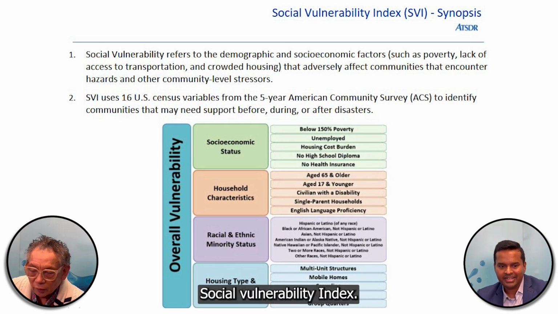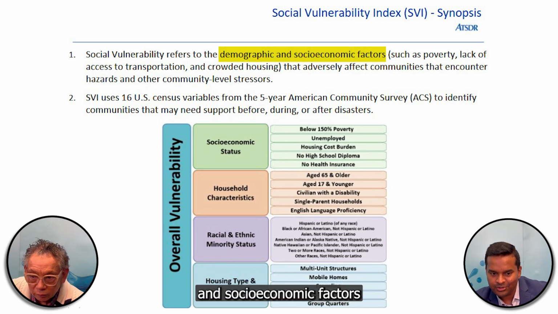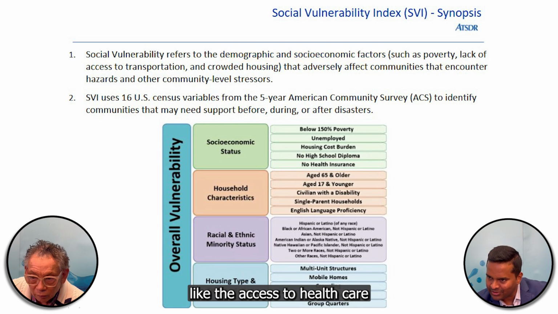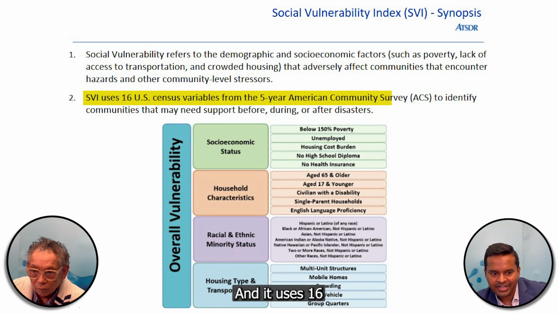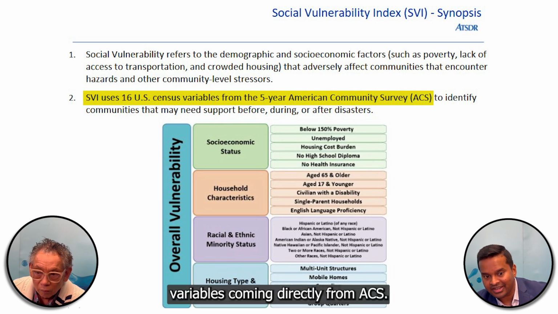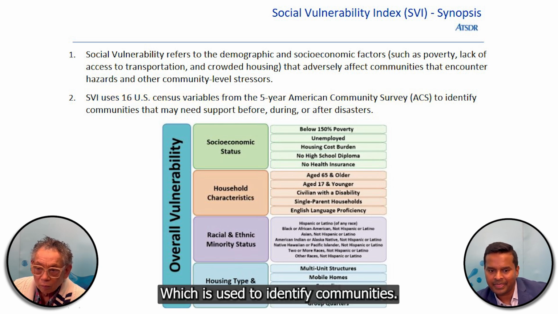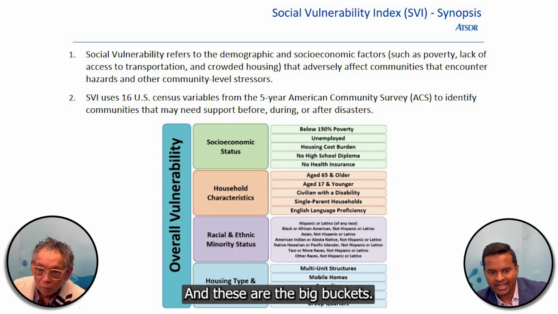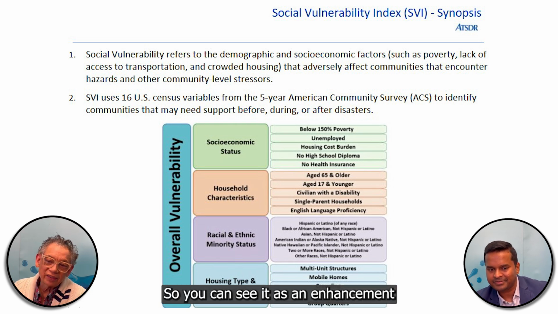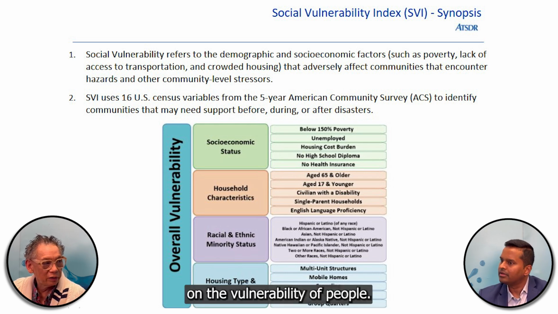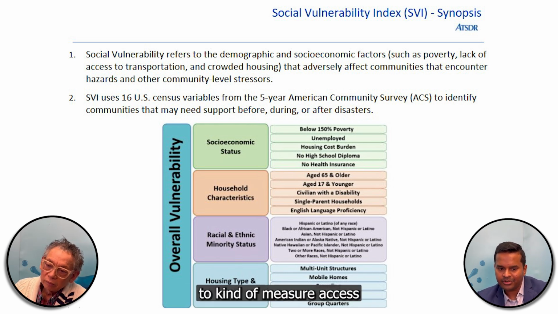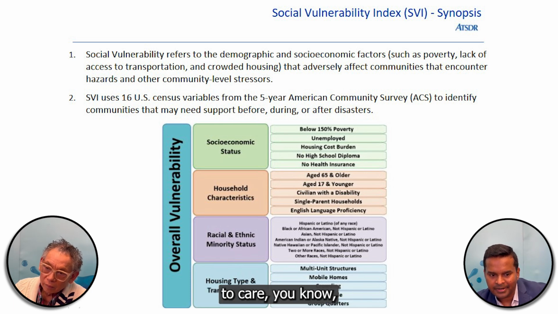The social vulnerability index talks about the demographic and socioeconomic factors, like access to healthcare or transportation. Is it like crowded housing? And it uses 16 variables coming directly from ACS, which is used to identify communities. You can see it as an enhancement of the U.S. Census, focusing more on the vulnerability of people. This is a great way to measure access to care, their household situation, their education.